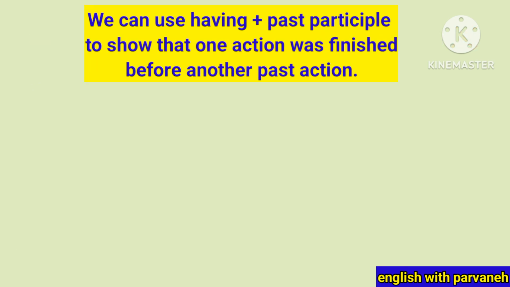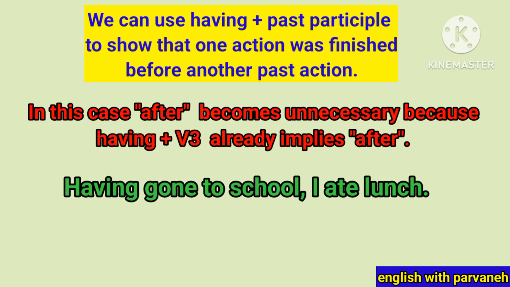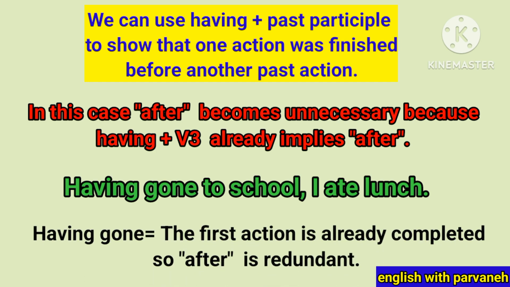We can use having plus past participle to show that one action was finished before another past action. In this case, after becomes unnecessary because having plus past participle of the verb, or third form of the verb, already implies after. For example, having gone to school, I ate lunch. Having gone is the first action and it is already completed. So after is redundant.